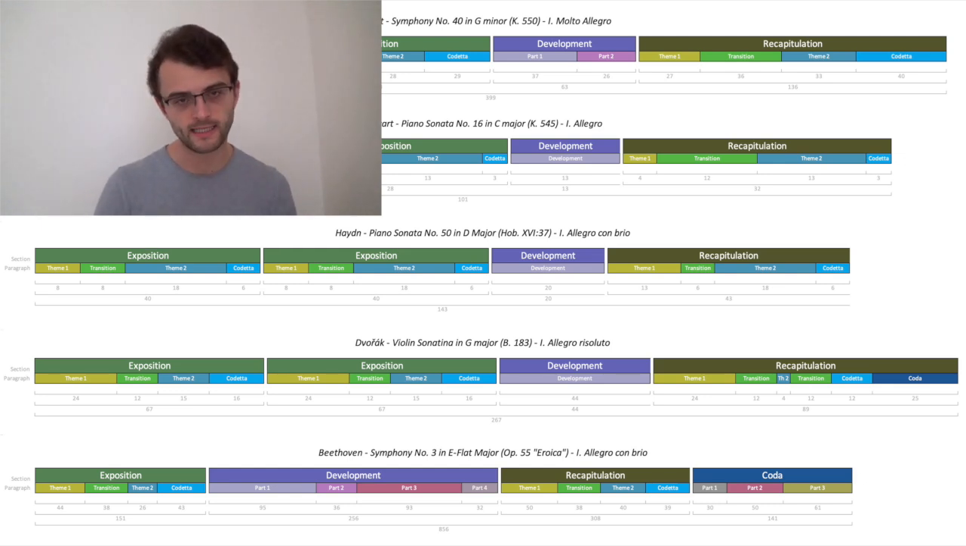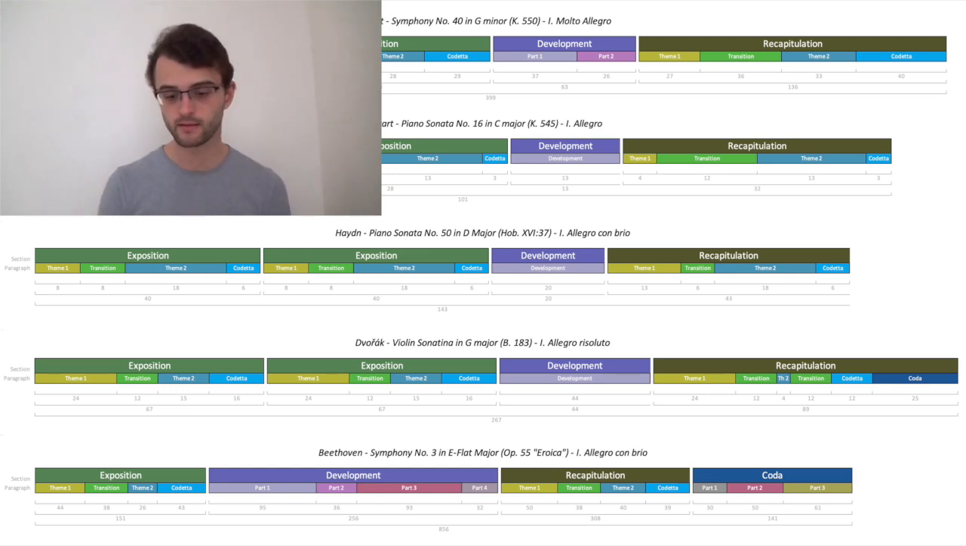Theme 1 and the transition are the same length as in the exposition, but then we get a very short theme 2 before going back into the transition, leading to a shortened version of the codetta, which then sets us up to go into a full coda, which rounds off the recapitulation.